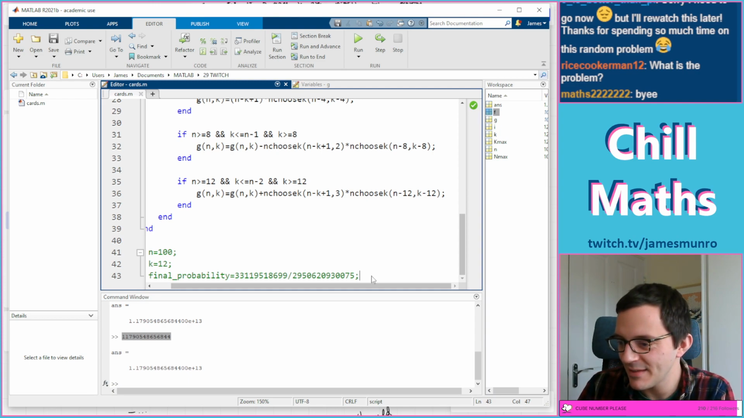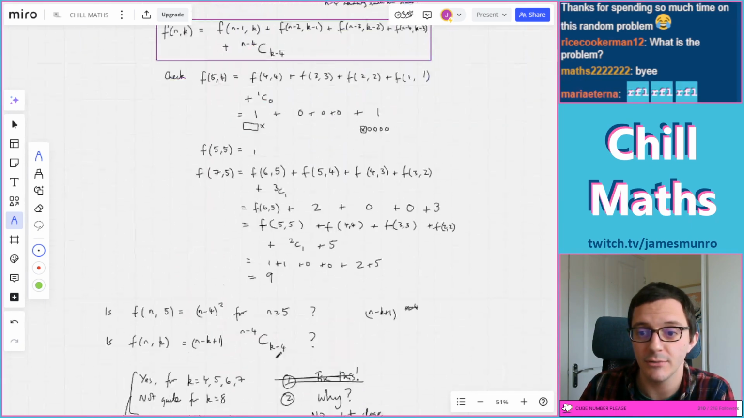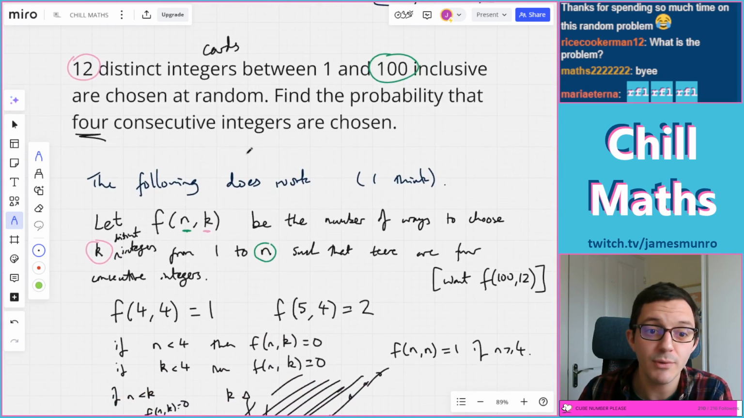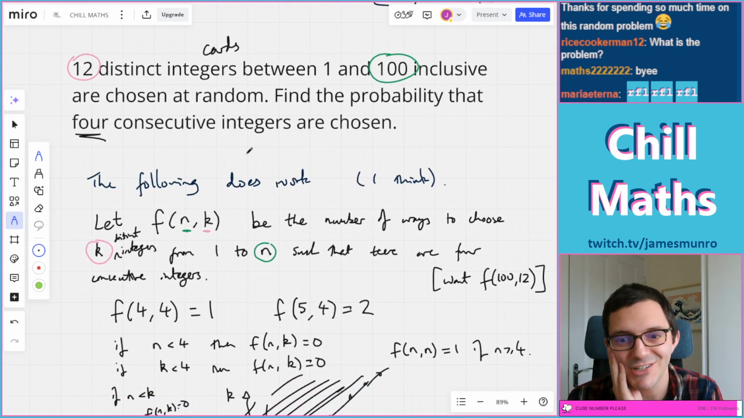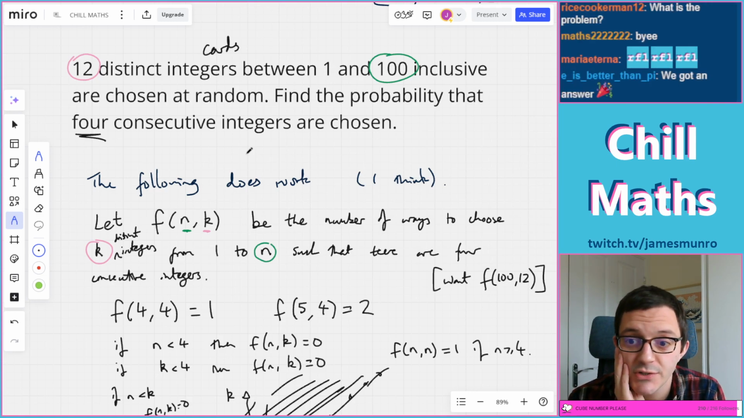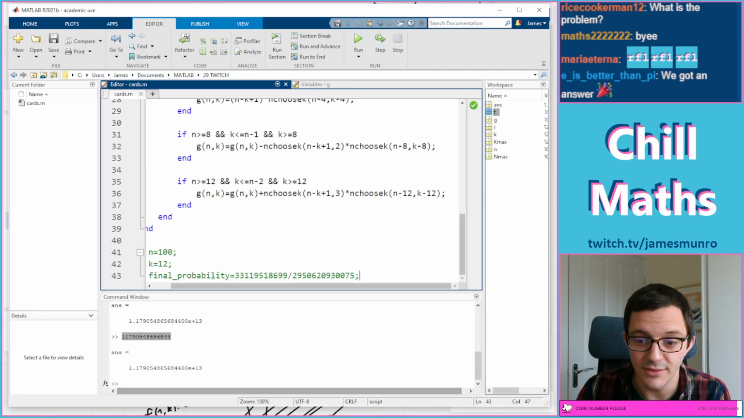Good stuff. The problem is as follows, Rice Cooker Man. Let's go up. Oh, we've got a lot. There we go. You choose 12 distinct integers between 1 and 100 inclusive. They're chosen at random. Find the probability that 4 consecutive integers are chosen. And the final answer is this number here in green.